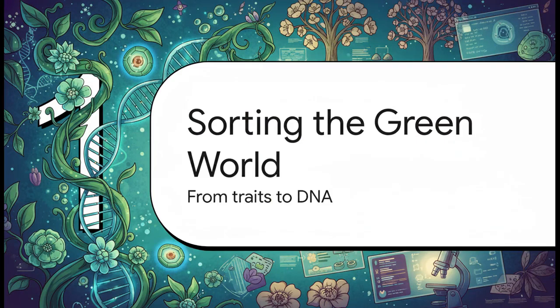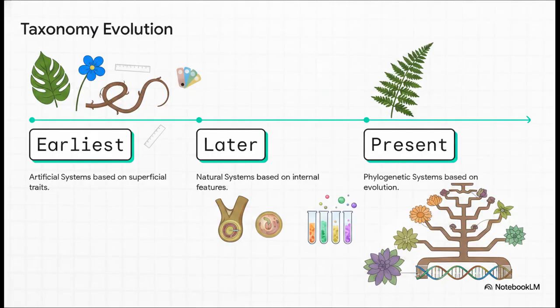Section 1. Sorting the green world, from superficial traits to DNA. Now, you might be wondering how we even know all this. Well, our classification of plants hasn't exactly always been perfect. The earliest systems, like the one from Linnaeus, were highly artificial. They basically grouped plants by superficial traits, like a simple leaf shape. But since leaves change based on the environment, close relatives ended up being separated. Later on, Bentham and Hooker moved us over to a natural system, looking a lot deeper at internal anatomy.